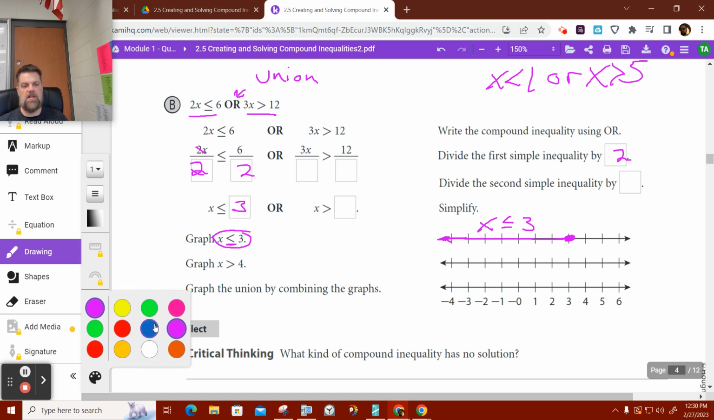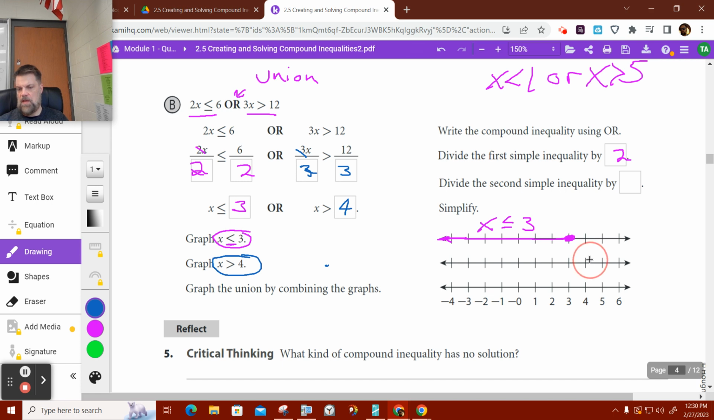All right, I'm going to change the color. Over here, I've got 3x is greater than 12. So I'm going to divide by 3 on both sides. 3 divided by 3 is 1. 1 times x is x. 12 divided by 3 is 4. So now on this one, when I'm going to graph x is greater than 4, is that open or closed circle at 4?